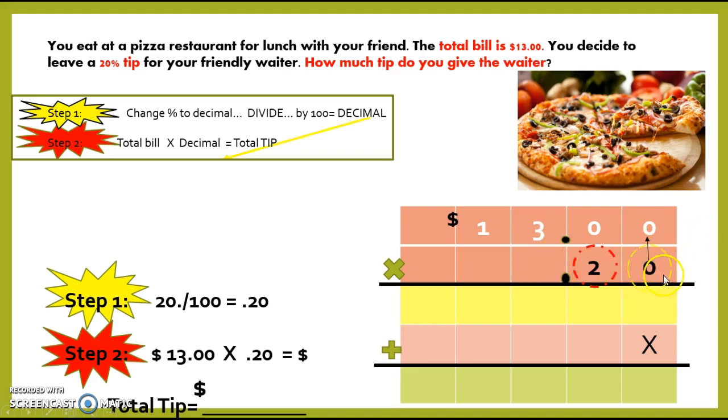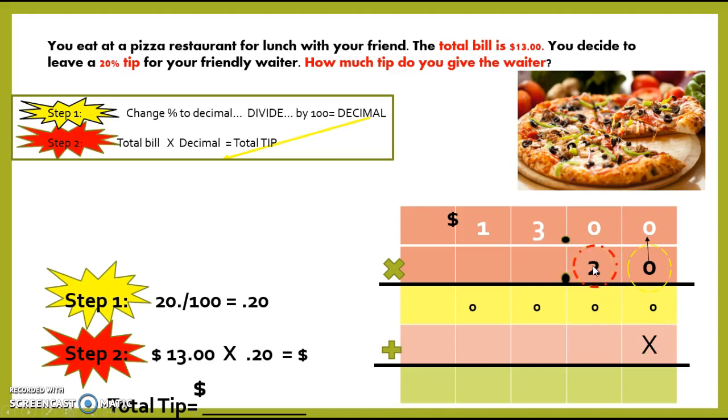I'm going to begin on the far right and work right to left. 0 times 0, my answer goes here. 0 times 3, that answer goes here. And 0 times 1, that answer lands here. I'm going to put an X to mark my spot so I don't put any numbers there. And I'm going to move to the 2.